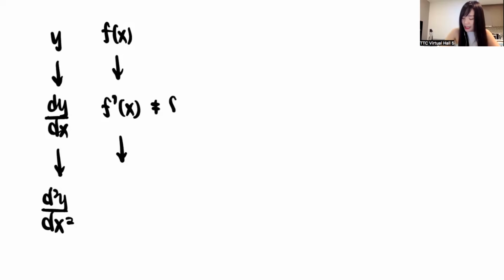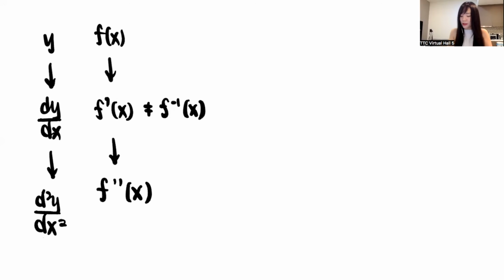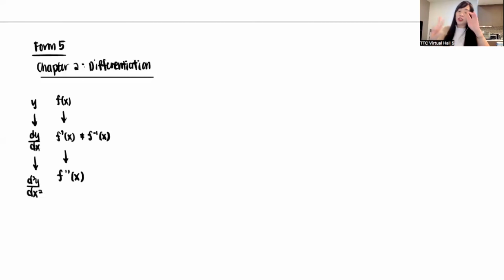It's not power negative one because power negative one is under Form 4 Chapter 1, which is about functions. So the apostrophe is differentiation. Power negative one is inverse function, okay? So f(x) differentiated one time is called f prime x. Then differentiate one more time, we will call it... Very good, Apelia. We will call it f double prime x, okay, my dear? So maximum we only differentiate 2 times.